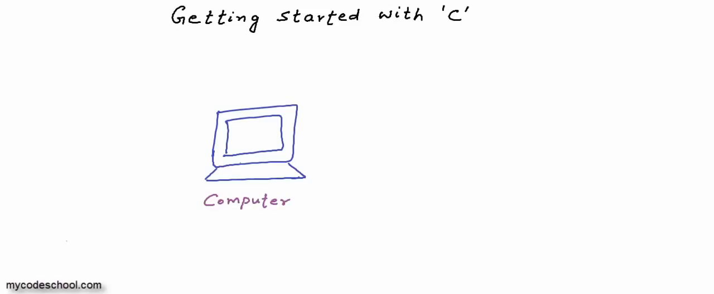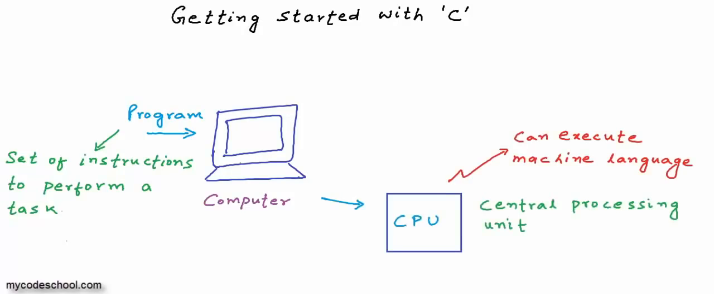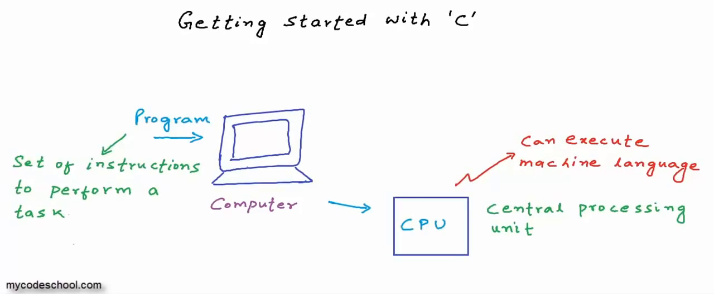Let's start with a quick recap of what we had discussed in our previous lesson. A computer is a general purpose machine that can perform any computational task for you. To perform a task, you need to give it a program, which is nothing but set of instructions to perform a task. The core part of the computer that executes these instructions is called Central Processing Unit, or CPU. And CPU can execute instructions only in what we call machine language, which is binary encoded as per some rules. Machine language is called a low-level programming language. It's too cryptic to write and it varies from one architecture to another.